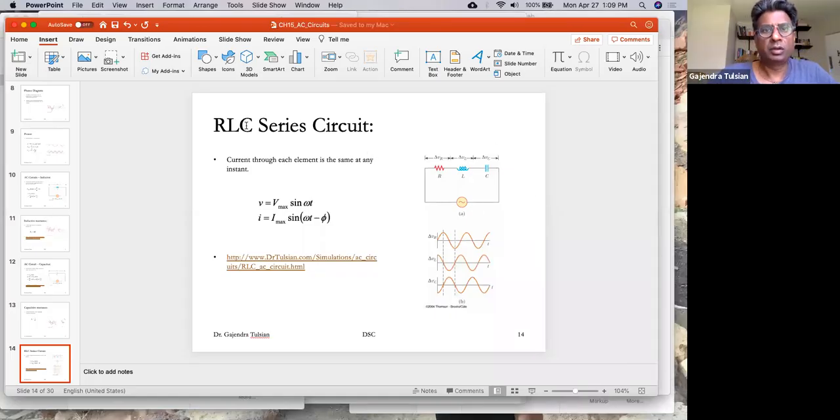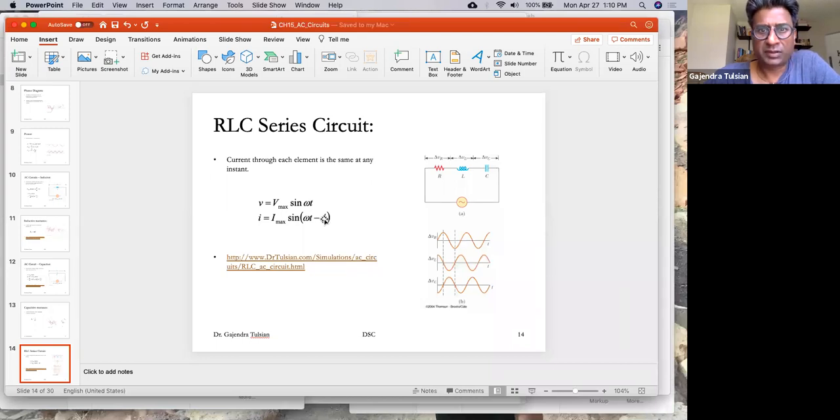Okay, so now we'll consider the RLC series circuit. We've connected these three in series, and there's the source. Again, what we are interested in is I max is V max divided by Z. What we're interested in is the reactance of this circuit, of this combination, and we are interested in the phase shift phi.